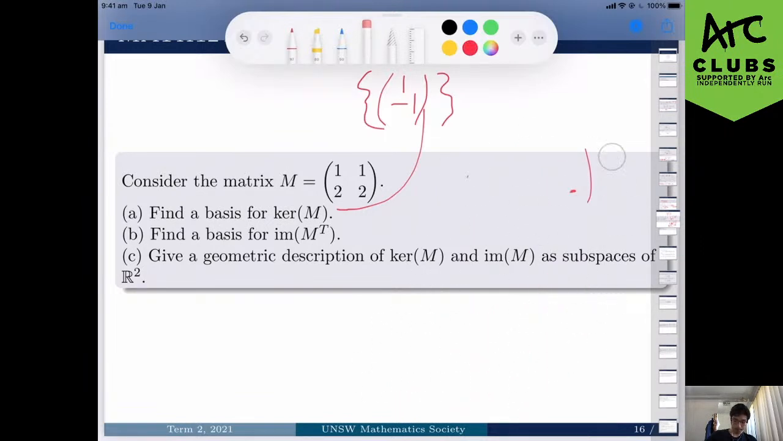So this one is just going to be that. Nice. Okay. So the question is kind of weird. It asks you to give a geometric description. I guess that's why I included the question, in case you're asked what a geometric description is. But this one doesn't really make any sense to me, so feel free to ask about it.